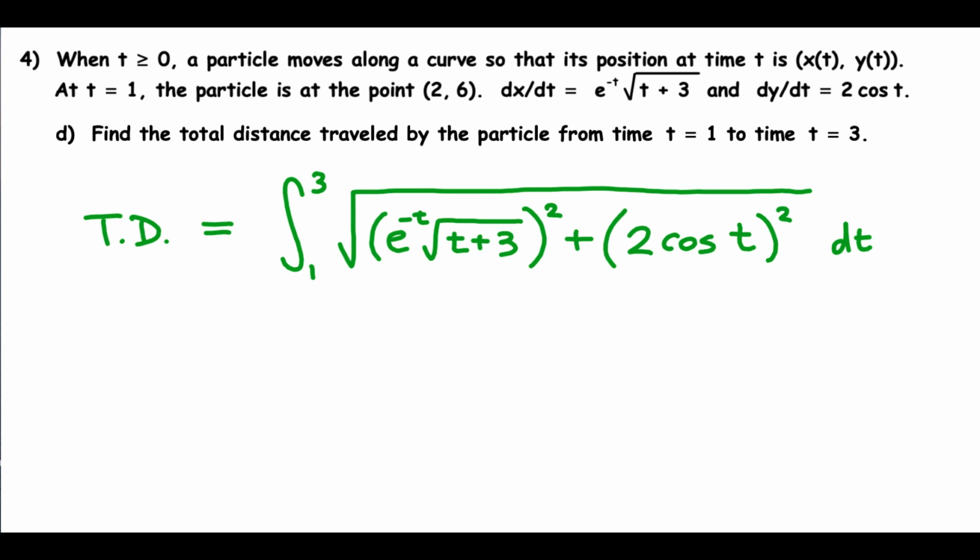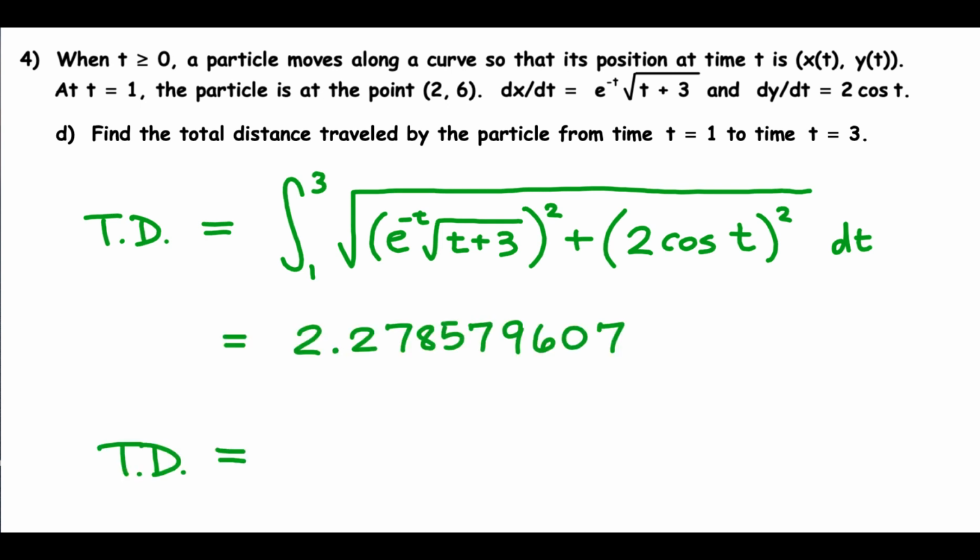It's going to come out to 2.278579607. But I don't have to be that crazy. I'm going to 3 places, so it's either 2.278 or 2.279. And that'll be it for problem number 4.